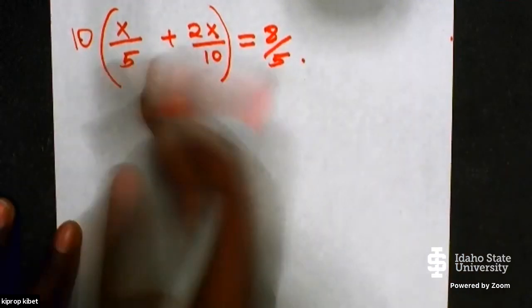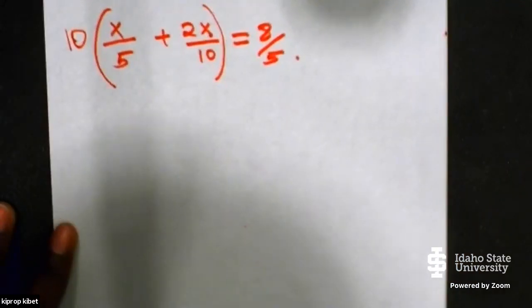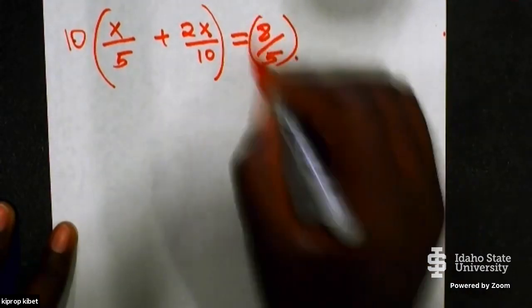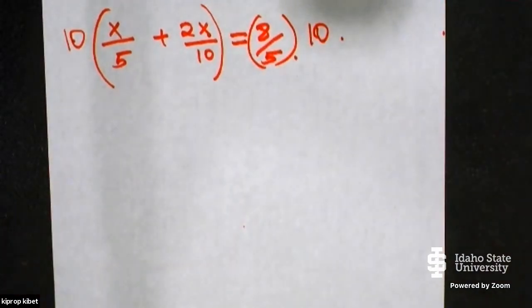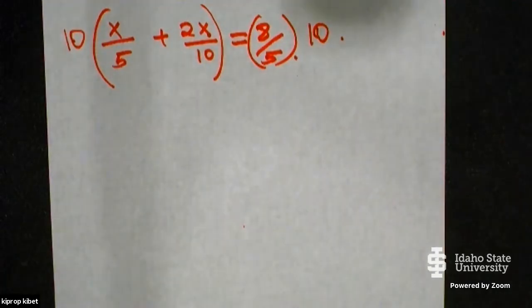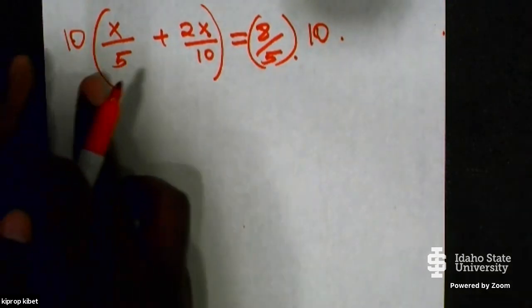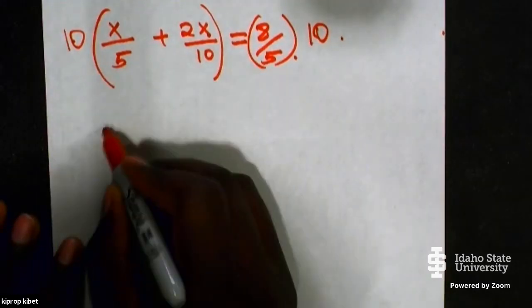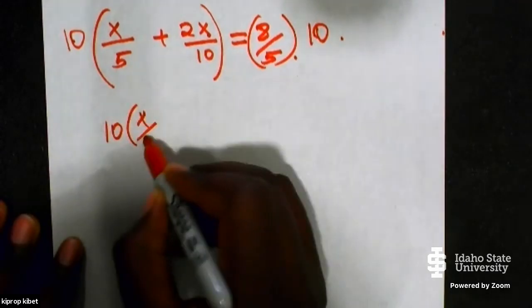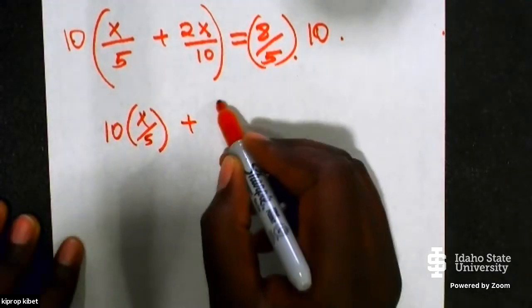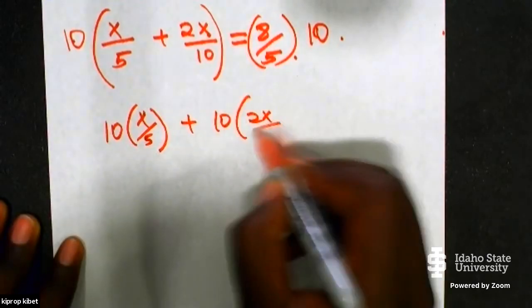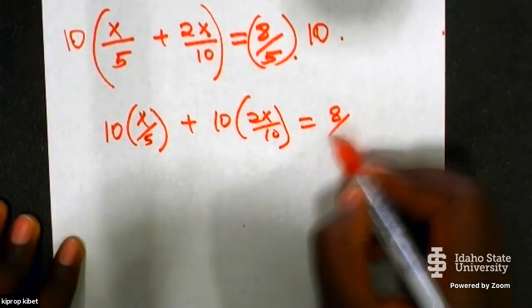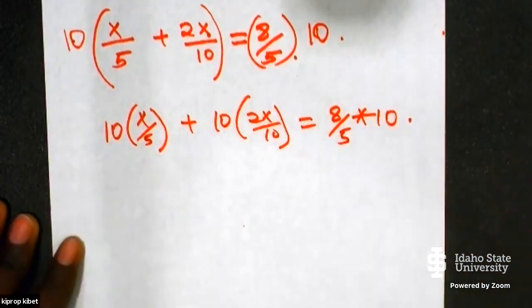So what you do here, you multiply one side by 10. What you've done on the left, you do it to the right. You also multiply that by 10. And then you open the brackets. So when you open the brackets, it's like you're multiplying each one of them by 10, because this one is addition. So this is the same as multiplying 10 by x over 5, and also multiplying 10 by 2x all over 10 there, equals to 8 over 5 times what? Okay?